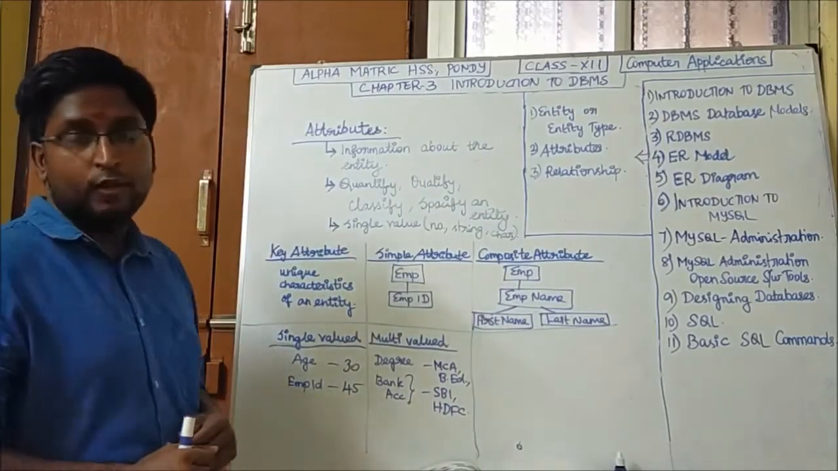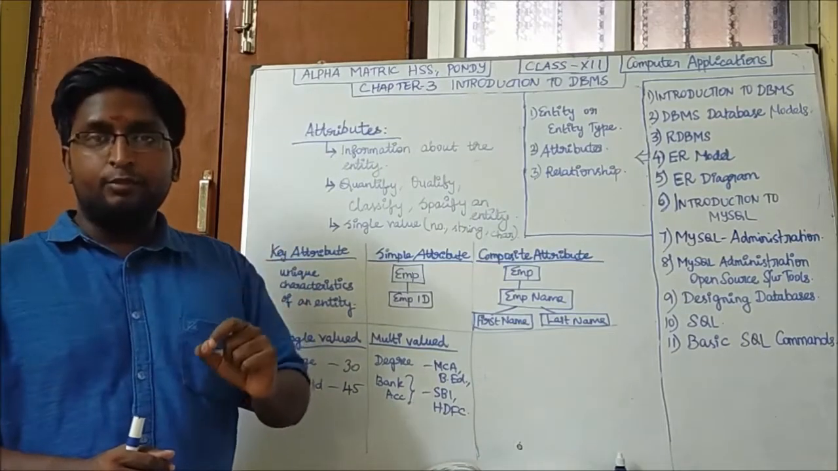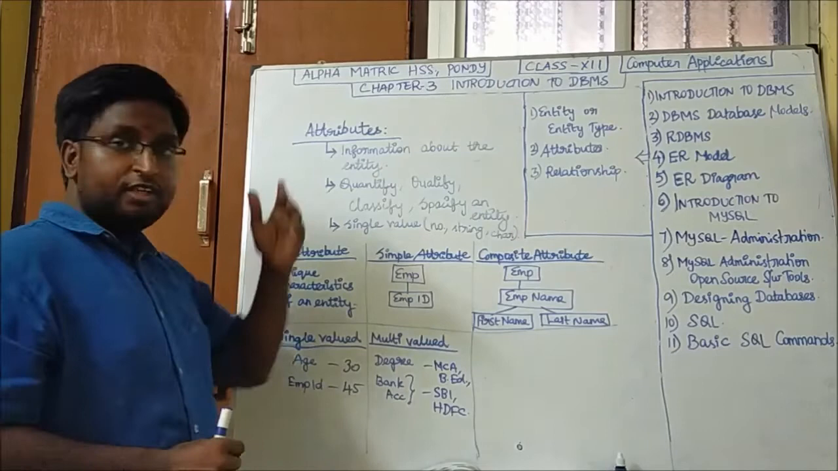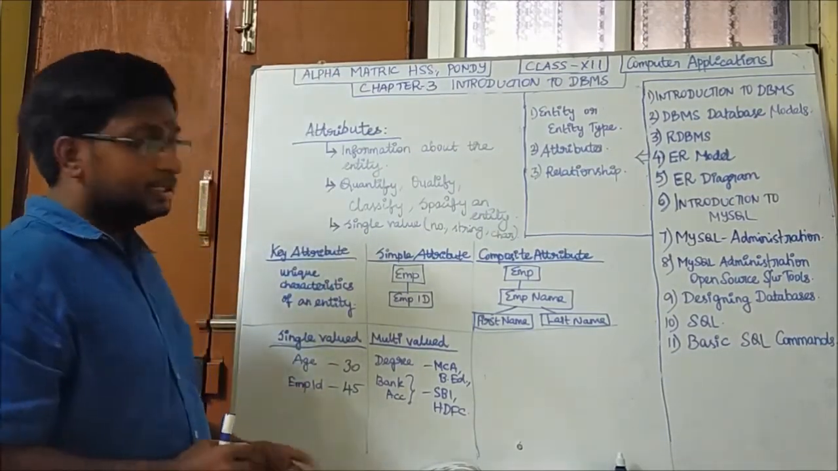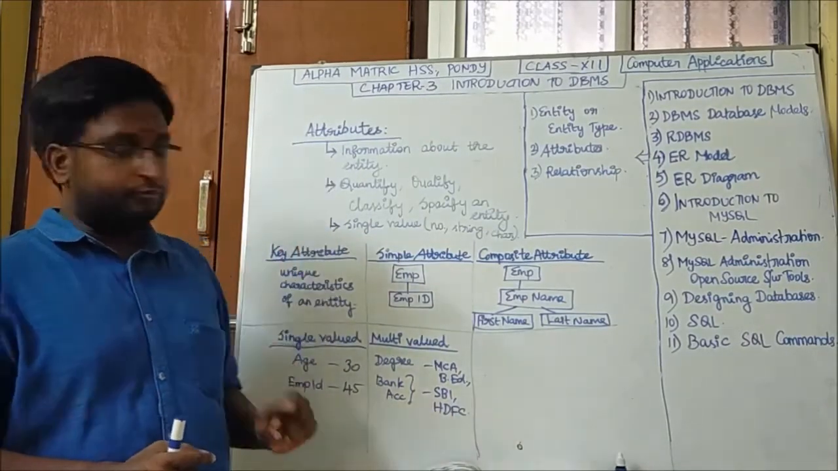So next one is the single value attribute. A single value attribute is nothing but an attribute that will have only one value. Say for example, the age attribute will have only one value, and the same as employee ID, which will have only one value in a record.